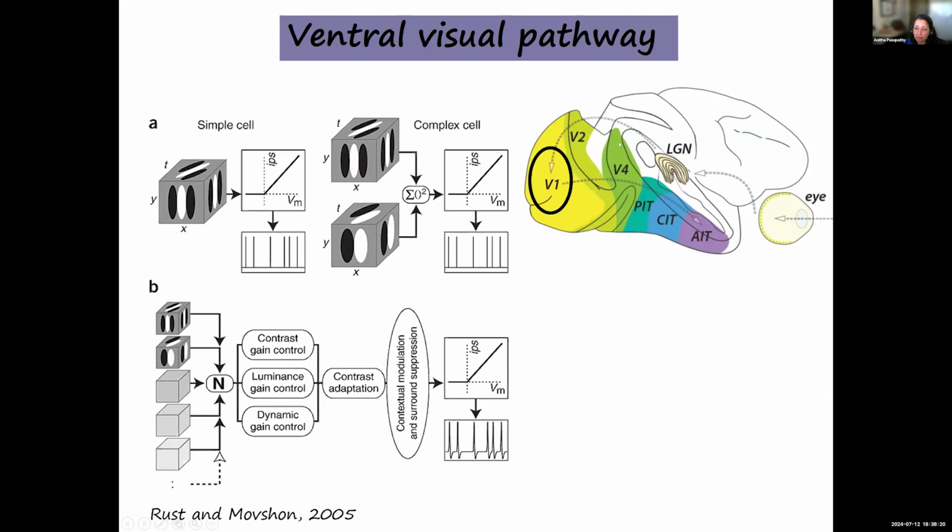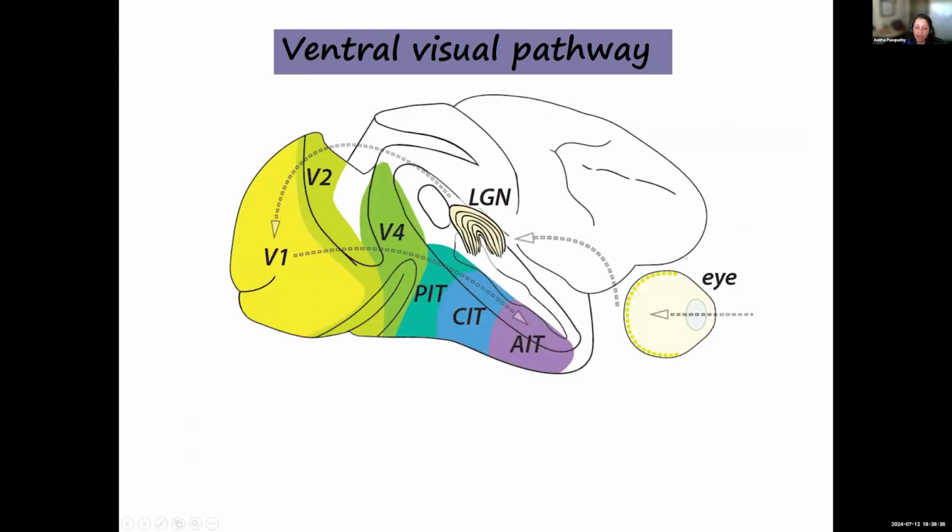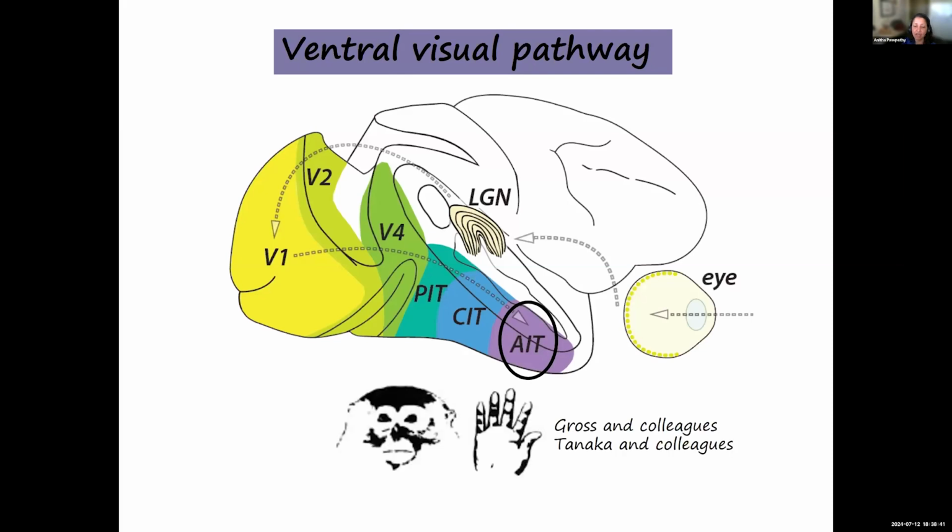As we go beyond V1 into V2, V4, and the subregions of IT cortex, we know that receptive field sizes increase and response selectivities become much more complex. For example, in the highest stages along this pathway in IT cortex, we know that neurons are sensitive to stimuli like faces, hands, etc. But little else is known about how the computations arise, how neurons are arranged, and how they function.